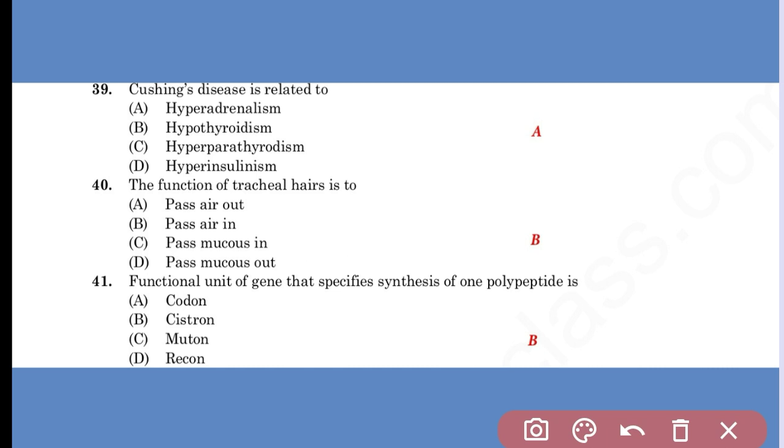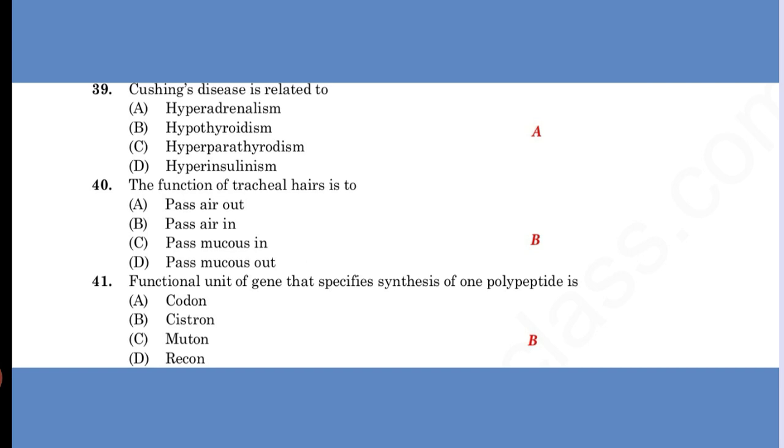Muton is a minimal genetic unit which is responsible for undergoing mutation. Recon is a minimal genetic unit which is responsible for recombination. So the answer to this question is cistron. It is a gene or a minimal genetic unit which is responsible for synthesis of one polypeptide.